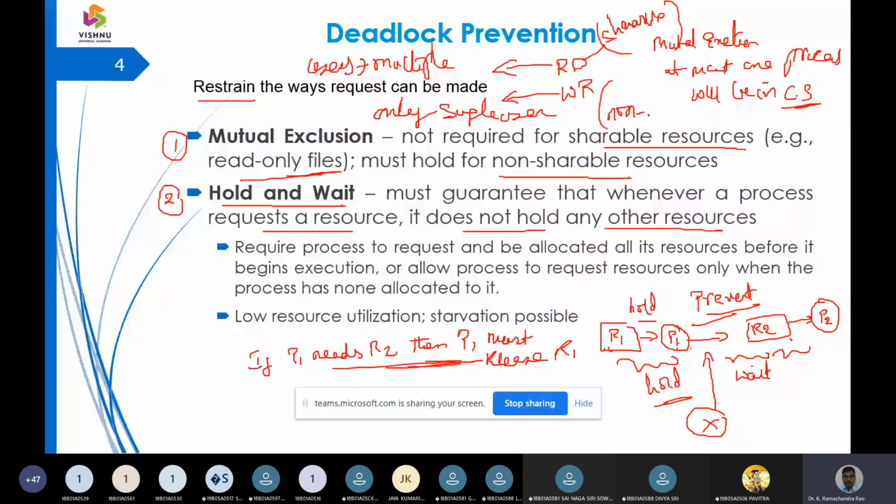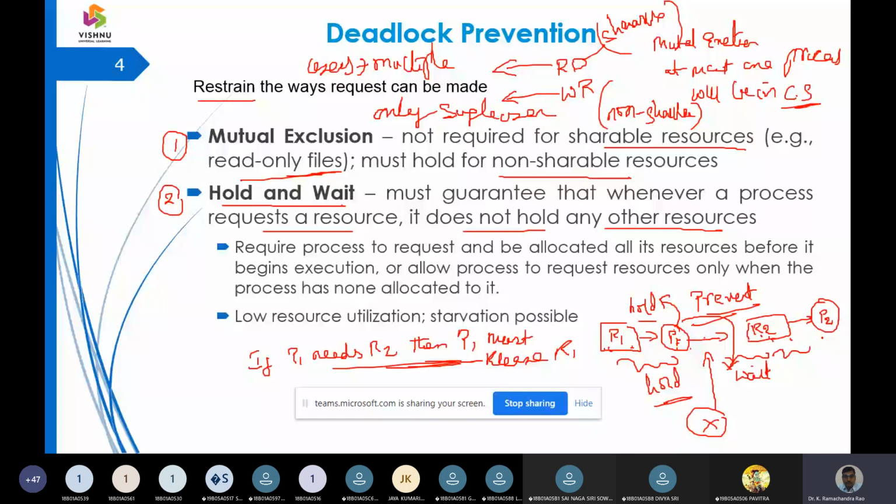Okay. The second prevention: how a deadlock will be handled. The second one was hold and wait. P1 is a process holding resource R1, and it is going to request a resource R2, which is held by P2. That means P1 is holding R1 and waiting for resource R2, which is held by process P2. What is the solution?